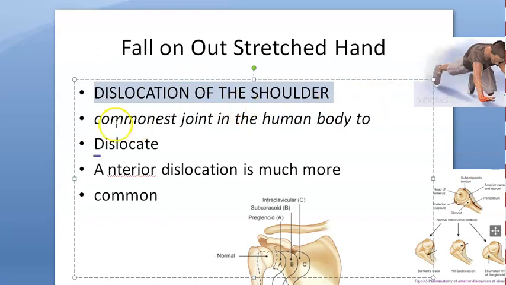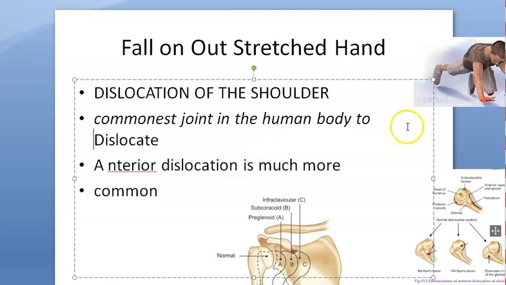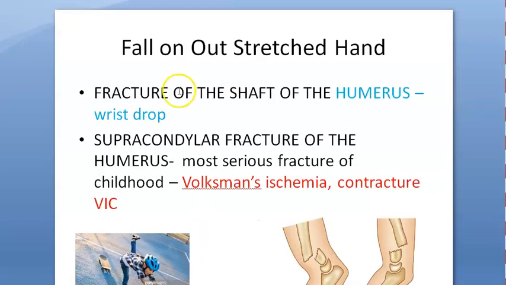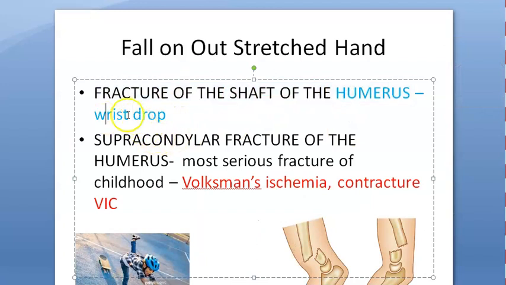The dislocation of the shoulder is very common. It's the most common joint in the human body to dislocate. The anterior dislocation is more common, okay? Anterior dislocation of the shoulder is more common than the posterior, okay? Then shaft of humerus can fracture, there can be wrist drop, there can be nerve injuries, etc.